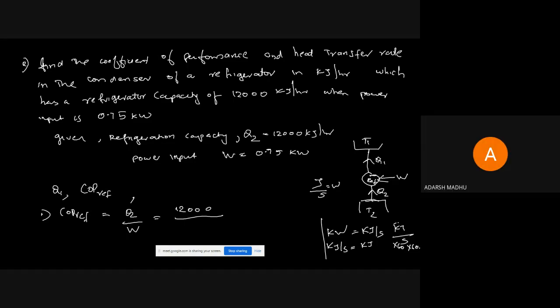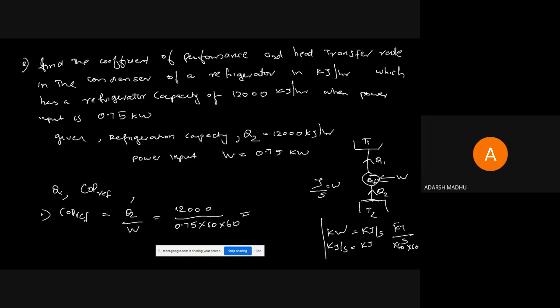So to convert, you just change the watt. The value is 0.75, so 0.75 into 60 into 60, right? After doing that, the value will be converted into kilojoule per hour.